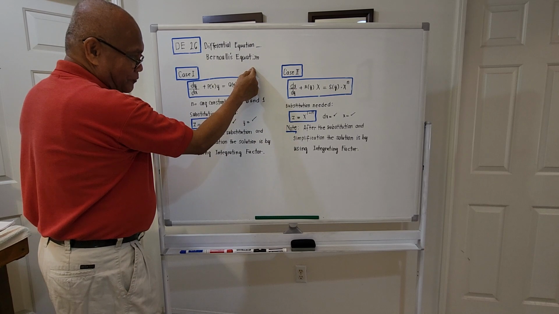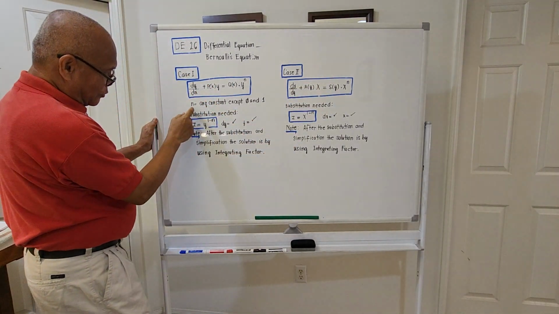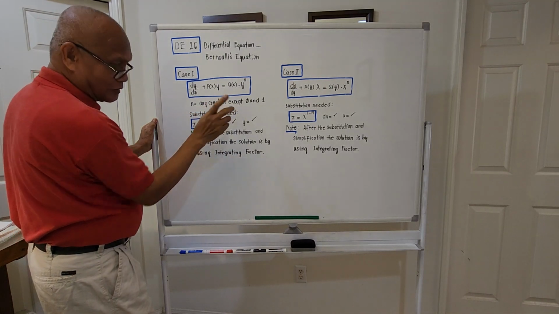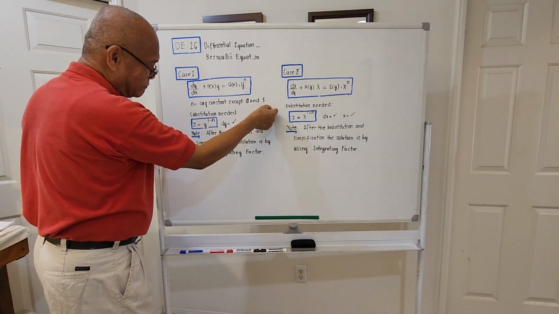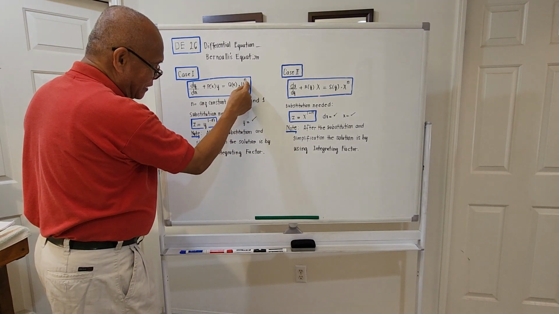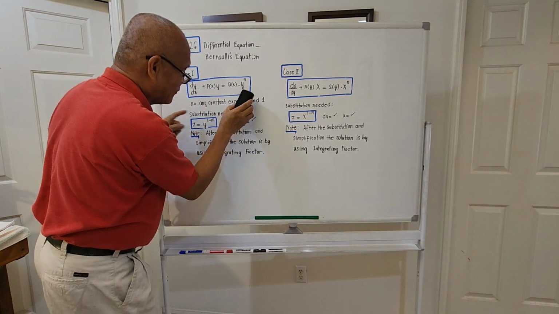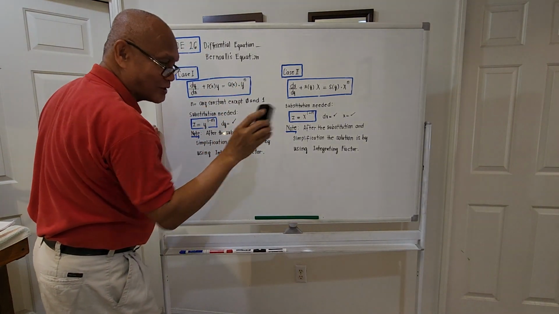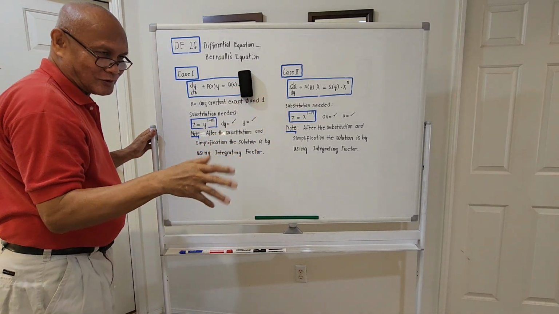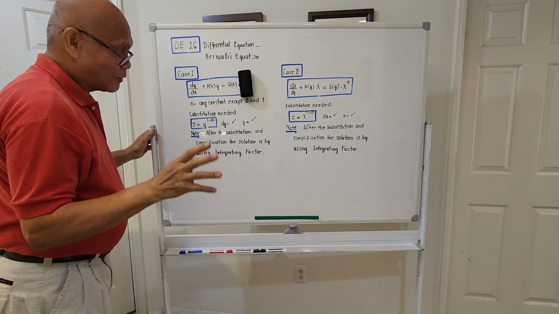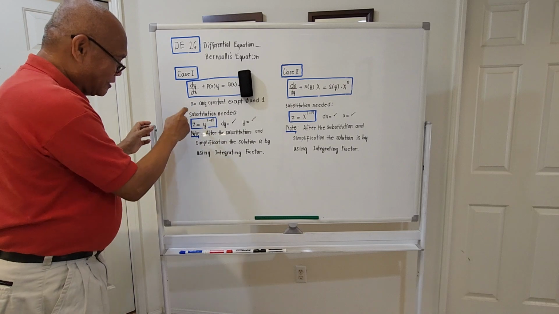This is y to the n for case number 1. This is x to the n for case number 2. Where n is any constant, there's a limitation for the value of n: it cannot be 0 or 1. Because if n is 0, this will become y to the 0, and y to the 0 will be 1. So it falls under integrating factor solution immediately. So for it to fall under Bernoulli's equation, there's a limit for the value of n.